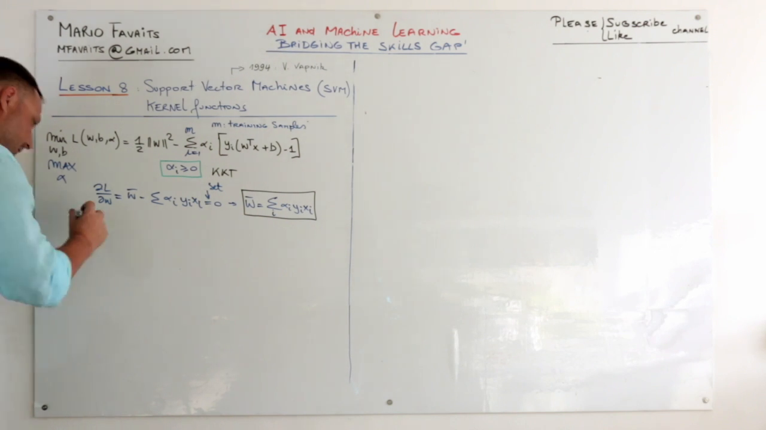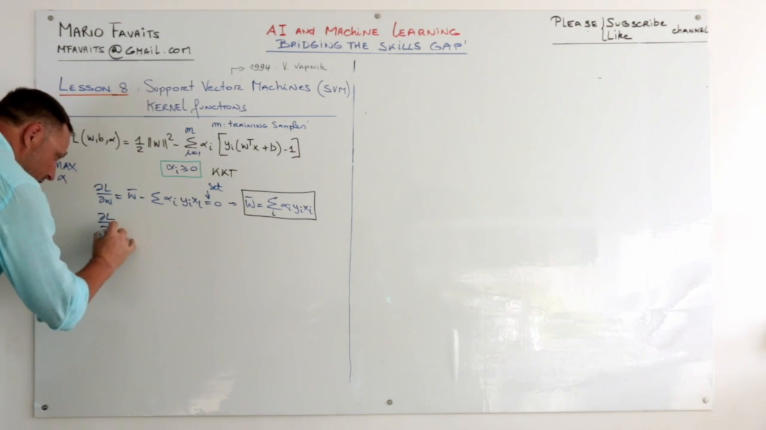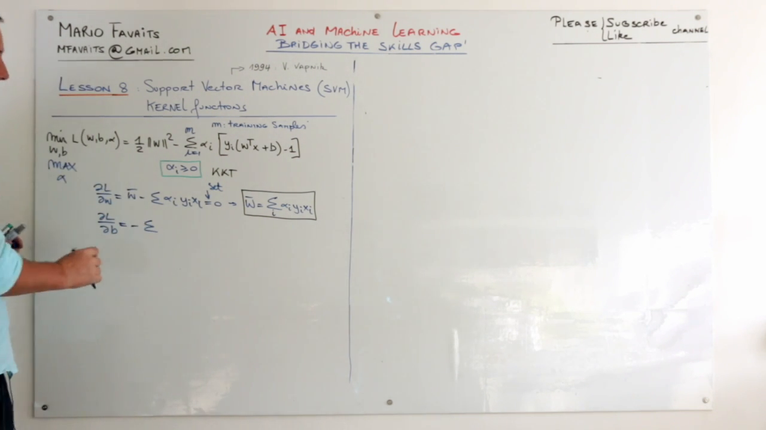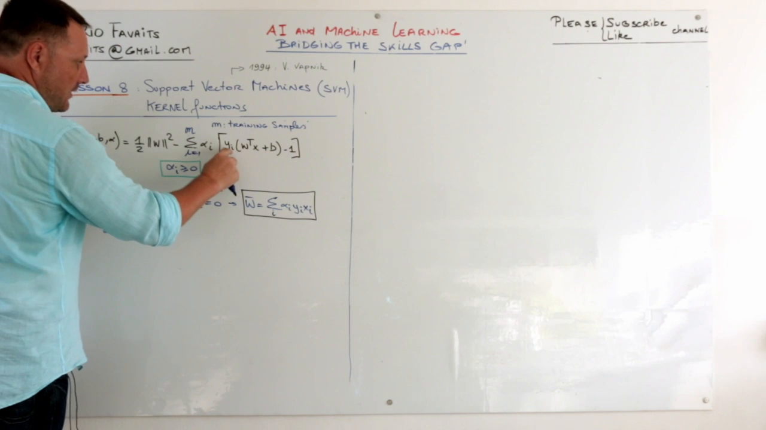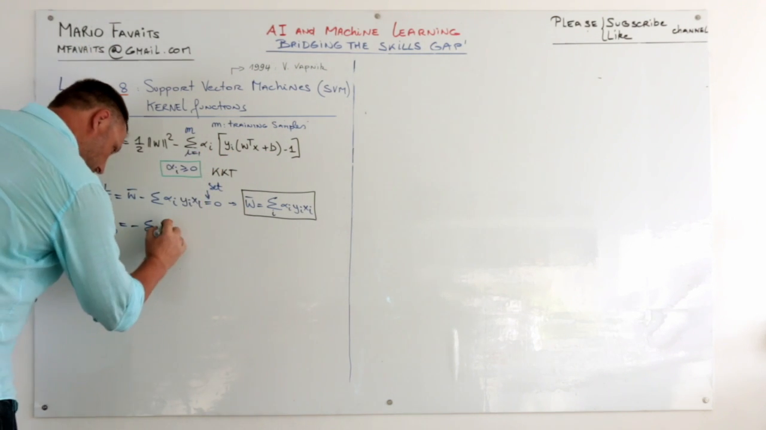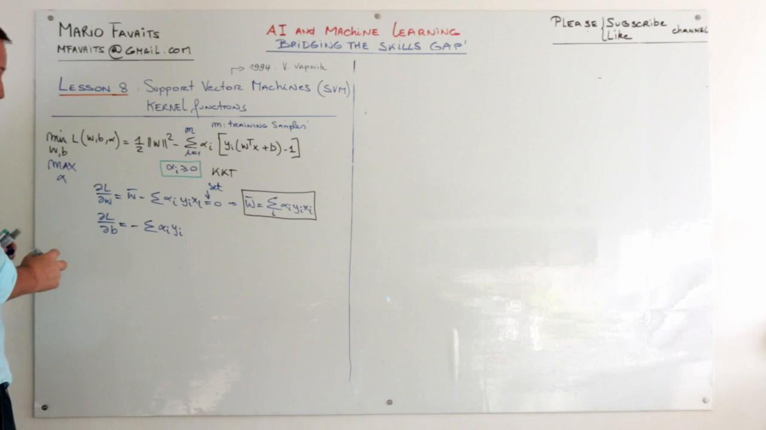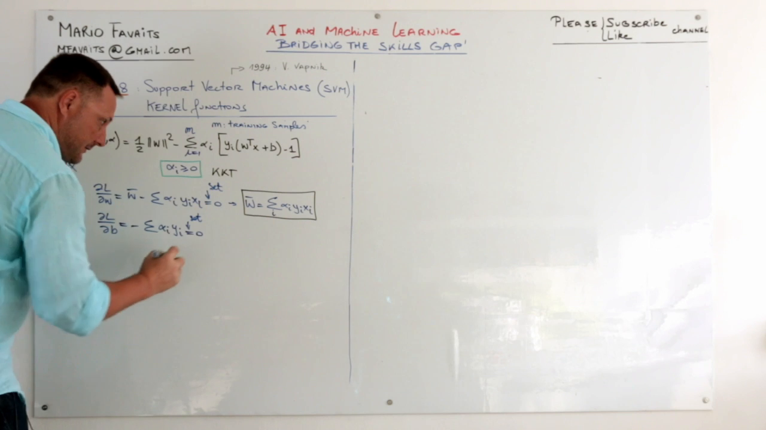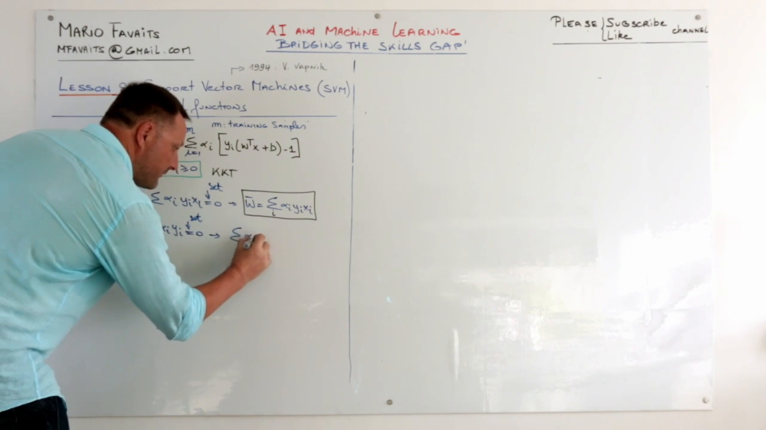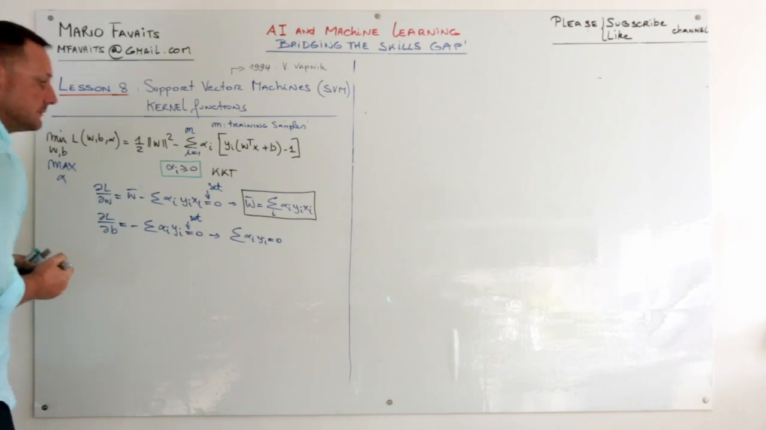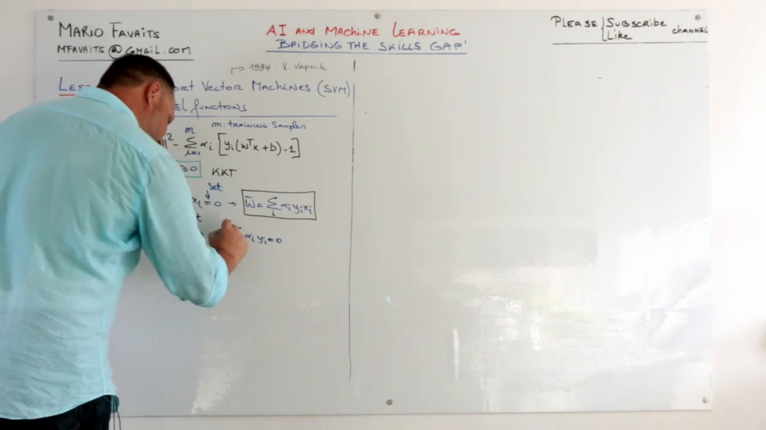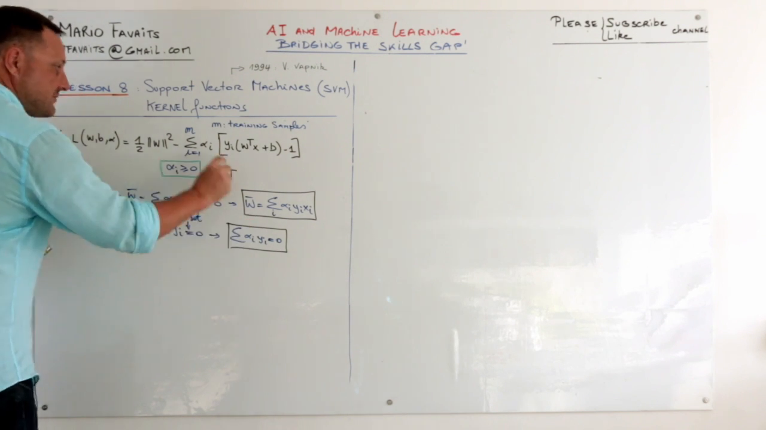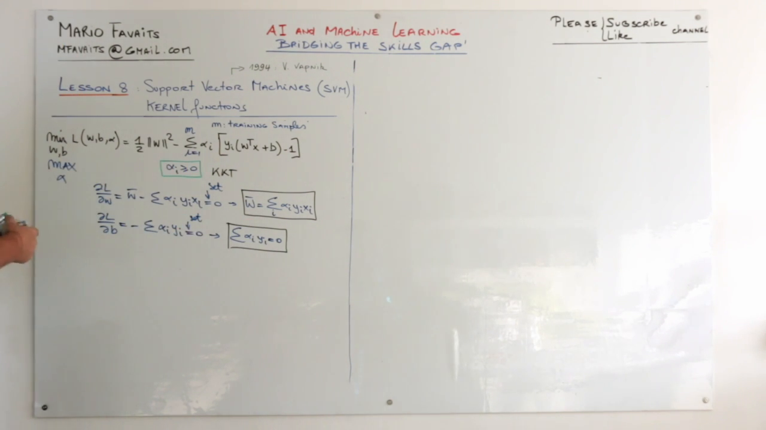Now let's see what we find out from the derivative with respect to b. There is no b in the first term, so this is 0, so I have minus the sum. The only term with b is here, so b, yi, alpha i. So alpha i, yi is the derivative. And this we also set to 0. So that means that the sum over alpha i, yi equals 0. This is another expression that we have. So now we're going to put these two in there, and then we're going to maximize over alpha.